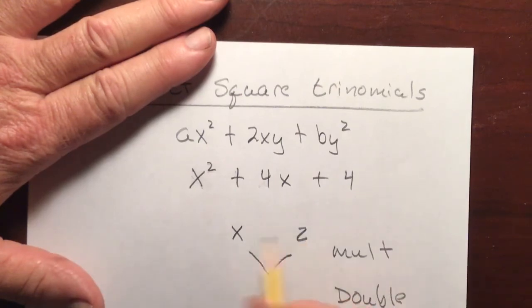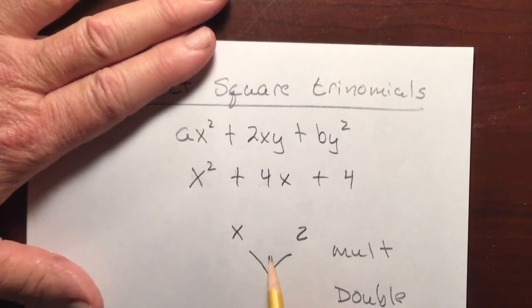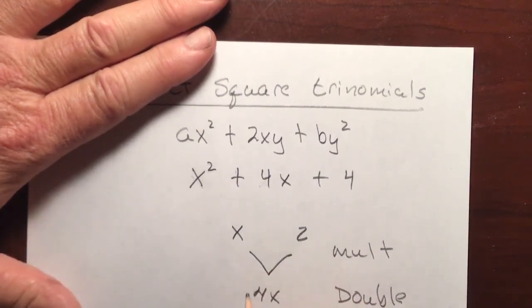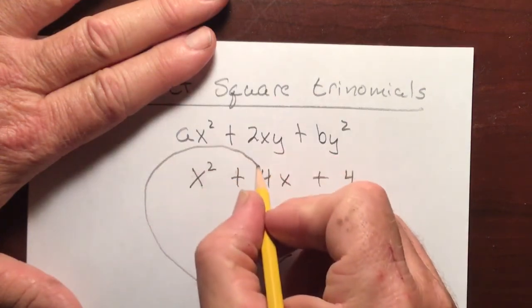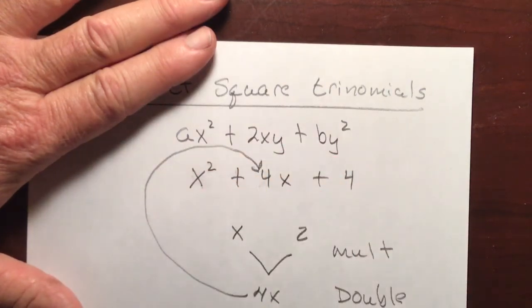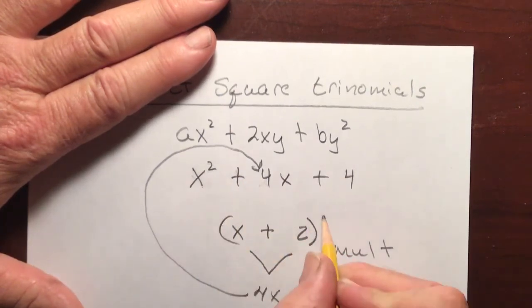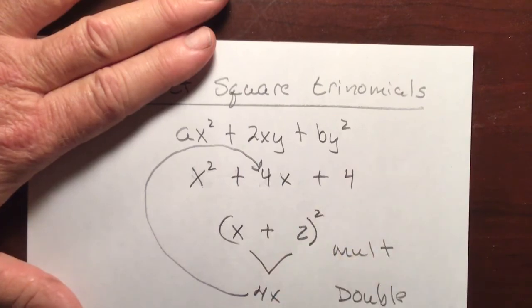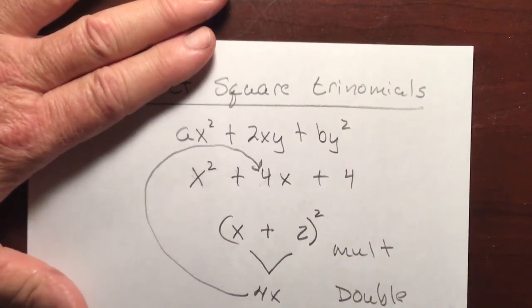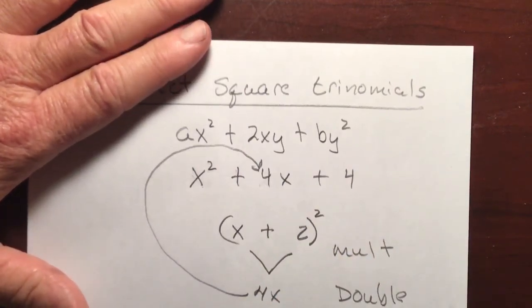Okay, so 2 times x is 2x. If you double that, you get 4x. Is that the middle term here? And if it is, this is a perfect square trinomial. Then all you need to do is add that sign, put parentheses, squared, you're done. But that's only if you recognize it, because sometimes they're a little tricky.